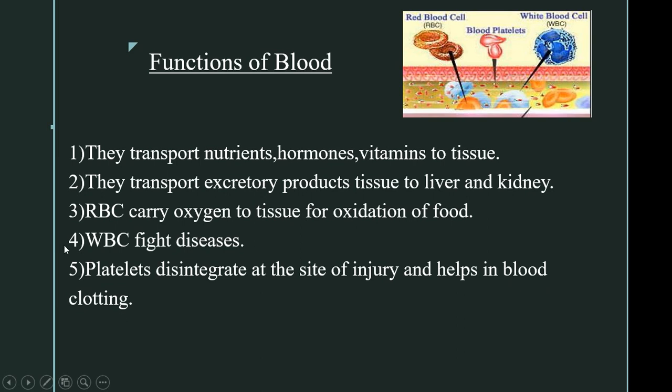The function of RBC is to carry oxygen. WBC acts as an army to fight the disease. Platelets help in blood clotting at the time of injury. As the blood is flowing, it is circulating through the body. It helps to transport nutrients, hormones, vitamins to all parts of the tissues, and it also helps to transport excretory products to liver and kidney.